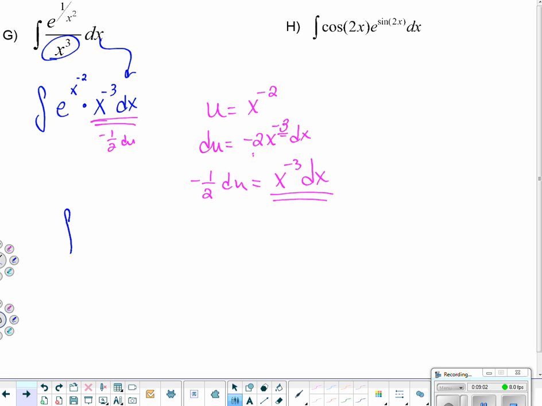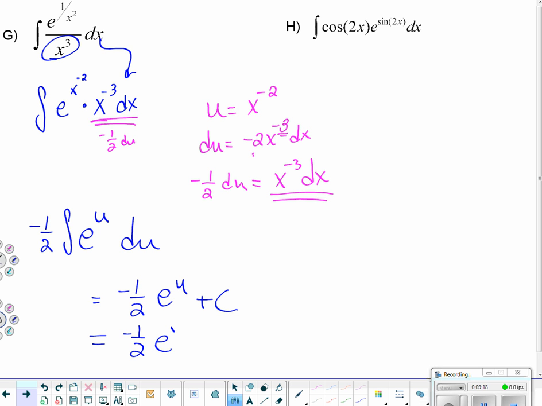So I'm going to get an integral of e to the u of negative 1/2 du. The integral of that will be negative 1/2 e to the u plus c. Replace back the u with the x's, so we'd have negative 1/2 e to the x to the negative 2 plus c. Final answer.